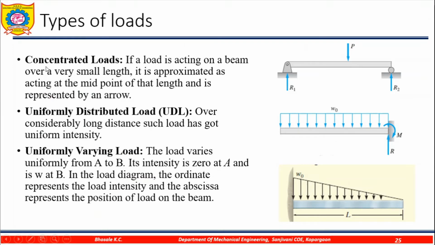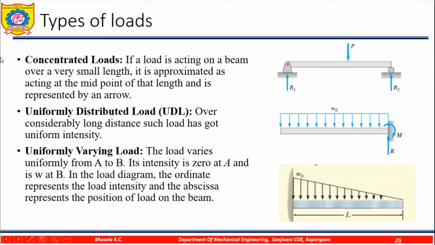So the first one: if a load is acting on a beam over a small length, it is approximated as acting at the midpoint of that length and is represented by an arrow. So the point load or concentrated load will be acting at one point. For calculation purposes, we assume that it is converted to a point load and then we find out the reactions, R1 and R2, at the supports.